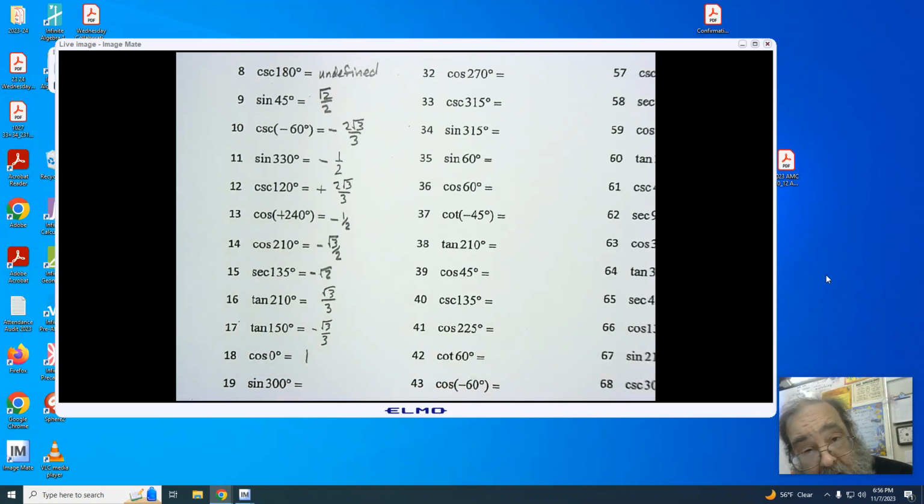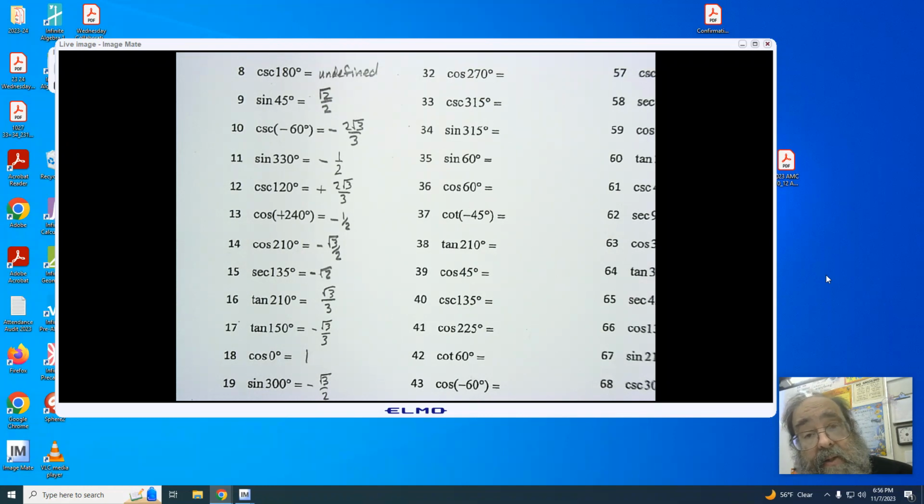Sine of 300 degrees is in the fourth quadrant. It is greater than 270 but less than 360. When I take 360 minus 300, I get a reference angle of 60 degrees. The sine of a 60-degree angle is root 3 over 2, and in the fourth quadrant we're looking at a negative. So I have negative root 3 over 2.